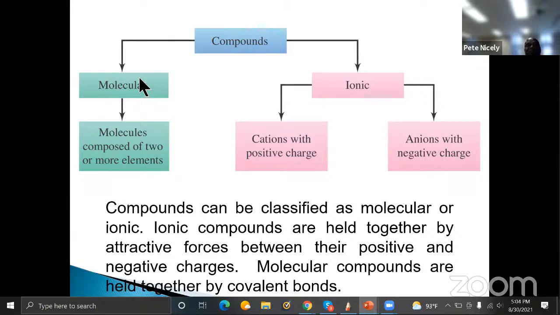Another difference between molecular compounds and ionic compounds is that in molecular compounds, the atoms are held together by what are known as covalent bonds. We're going to talk about the nature of these bonds later on. Whereas in the case of ionic compounds, these are held together by ionic bonds, which would be the result of very strong attractive forces between the positive and negatively charged ions.